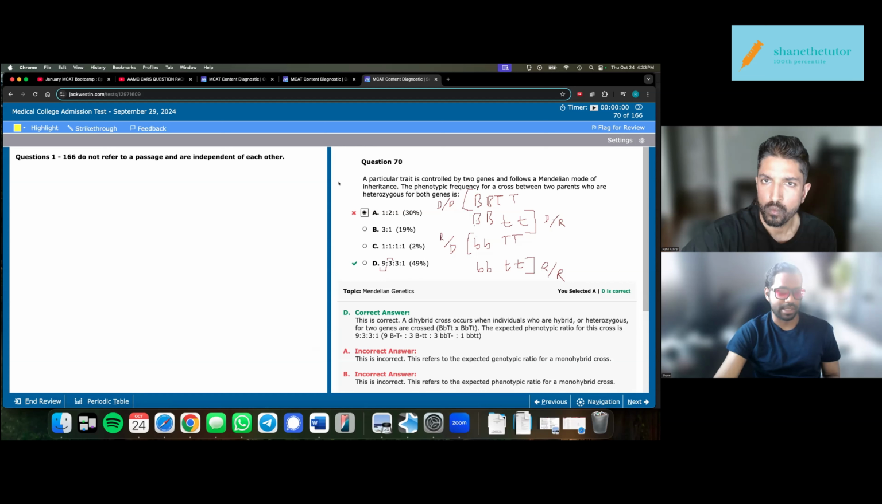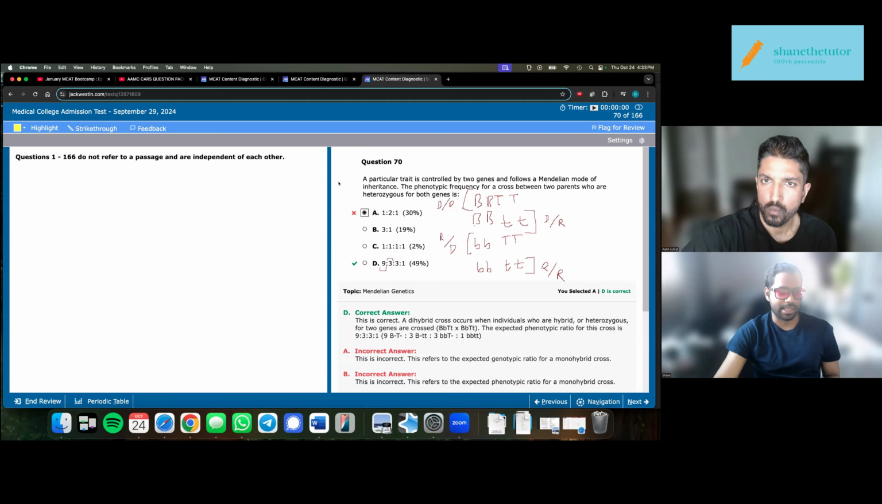Okay. So I would say to remember that ratio and what the nine represents, what the three represents, et cetera. Because they'll ask you questions that are dihybrid crosses, where typically the parents you're crossing are heterozygous. So that's what you'll get in your phenotypic ratio. Got it.